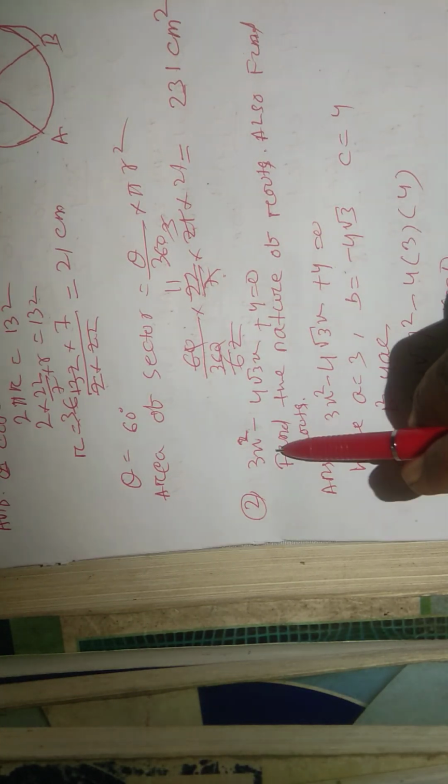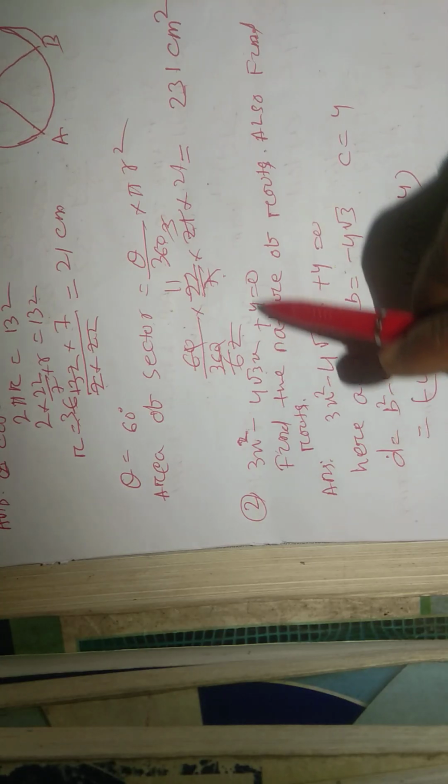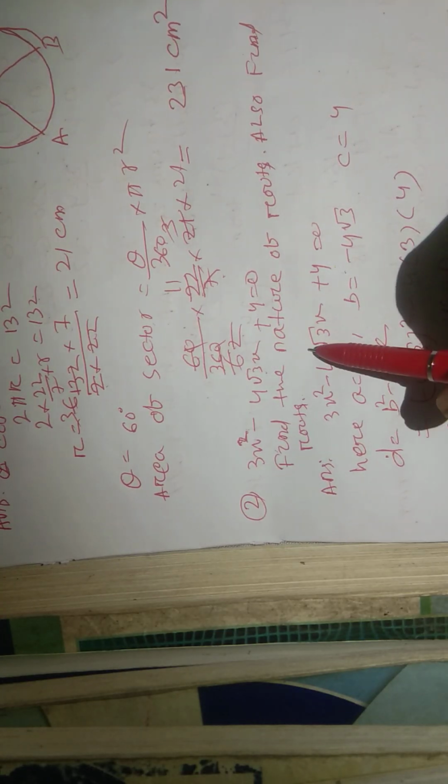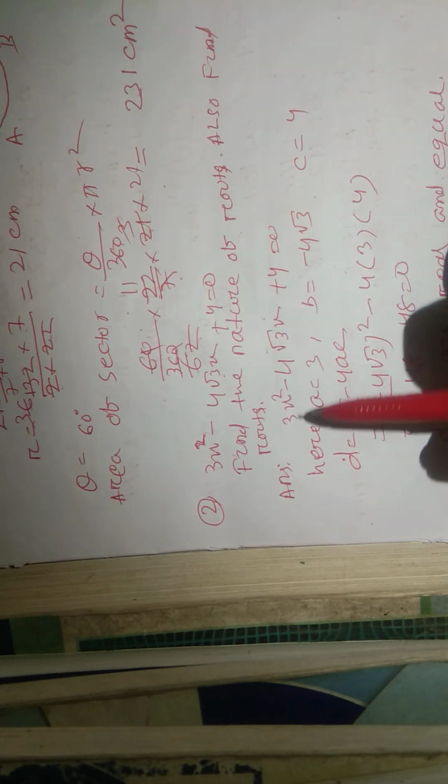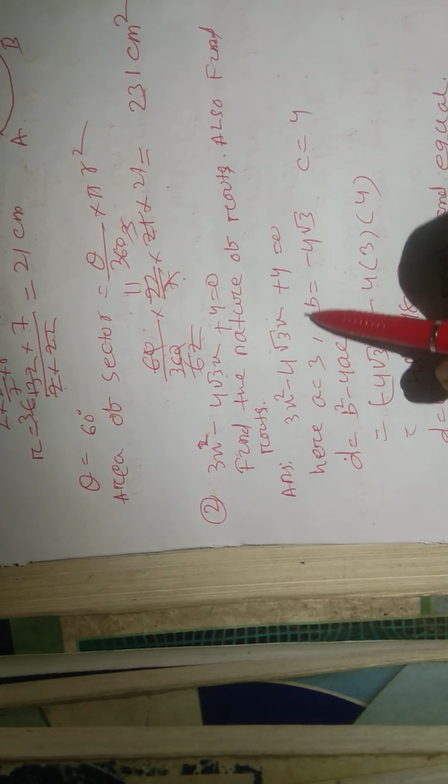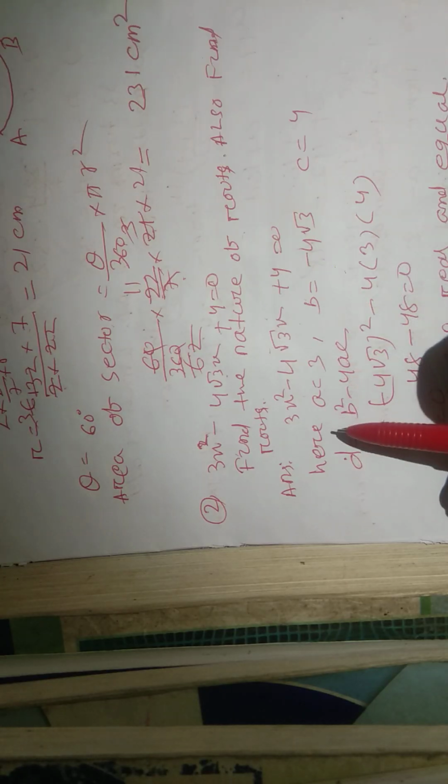Question number 2. 3x square minus 4 root 3x plus 4 is equal to 0. Find the nature of roots, also find roots. 3x square minus 4 root 3x plus 4 is equal to 0. Here a is equal to 3, b is equal to minus 4 root 3, c is equal to 4.